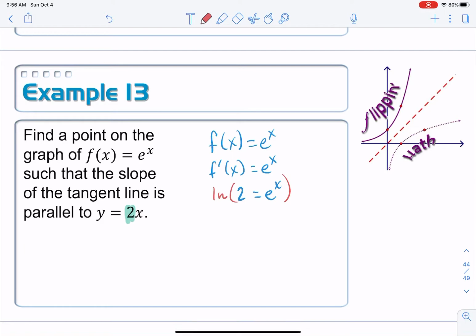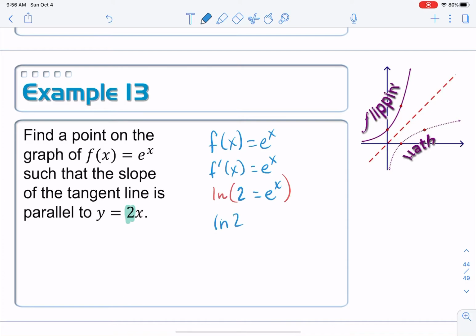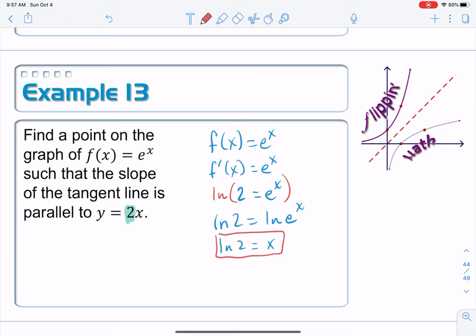So I'll take the natural log of both sides, and I will have the natural log of 2 is equal to, well, they're supposed to cancel each other out. This is what it would look like, natural log of e to the x. Since this is a composition of inverse functions, they cancel each other out and they give me this x back. So the natural log of 2 is equal to x. In other words, at the point natural log of 2, the slope at that point is going to be this 2 value.